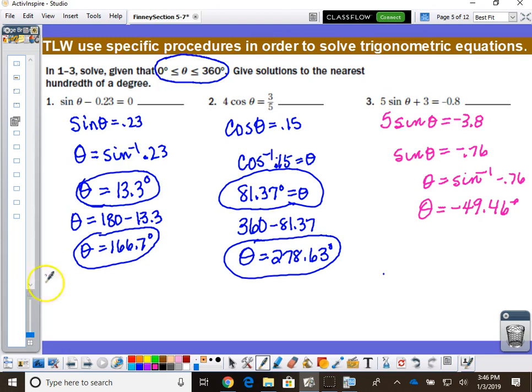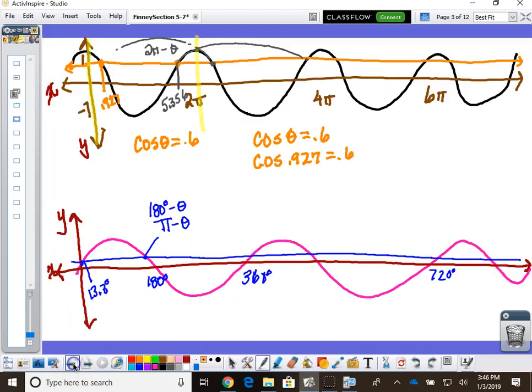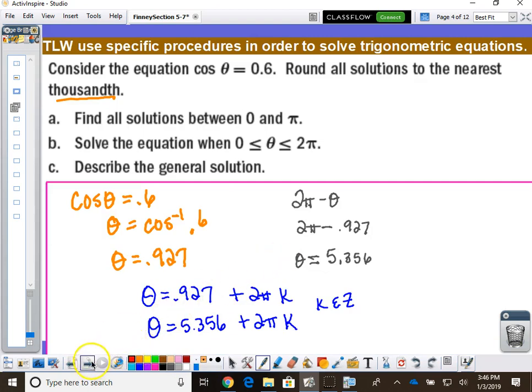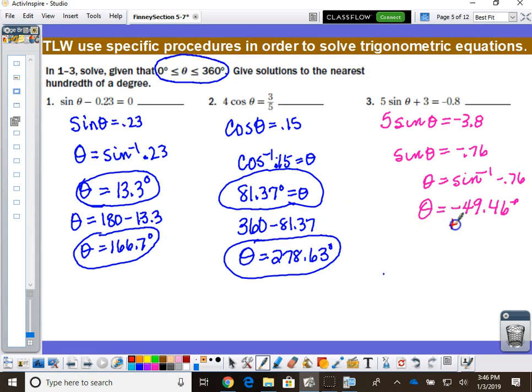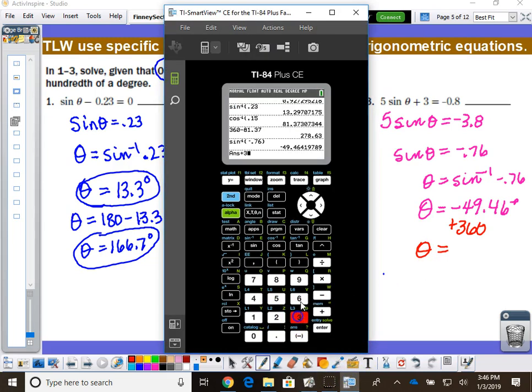All right, well, let's go look at our graph. If I go back and look at my graph, negative 49.46 is somewhere over here, right? I want to move it to here. So how do I move negative 49.46 to here? You just add 360 to it. So we go back, and we're going to take that negative 49.46 and add 360. That tells me that my first answer within my domain is 310.54.